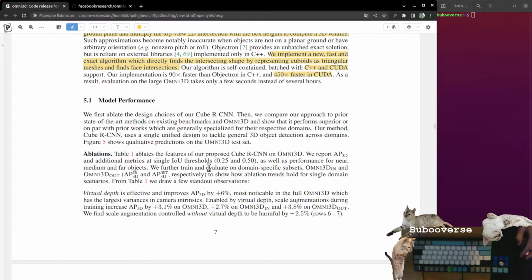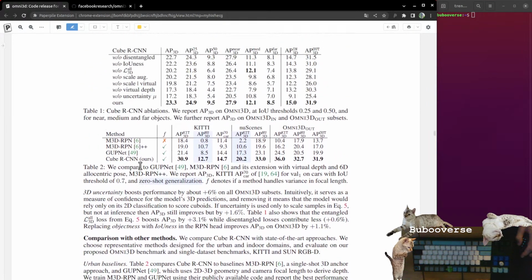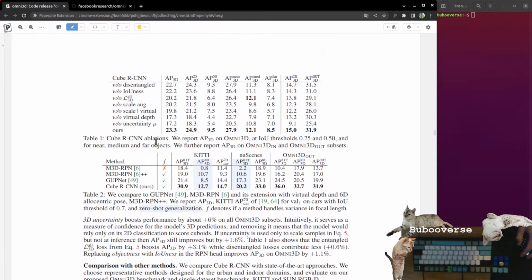Okay, they do some ablation studies. Domain specific, so kind of the two subsets, the indoor Omni3D and then the outdoor Omni3D. One of the ablations is the virtual depth. It kind of shows you how it improves. Okay, so we have here the ablations.